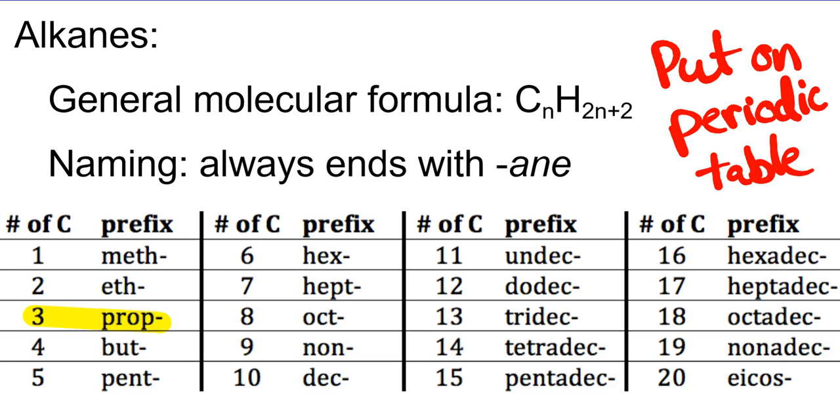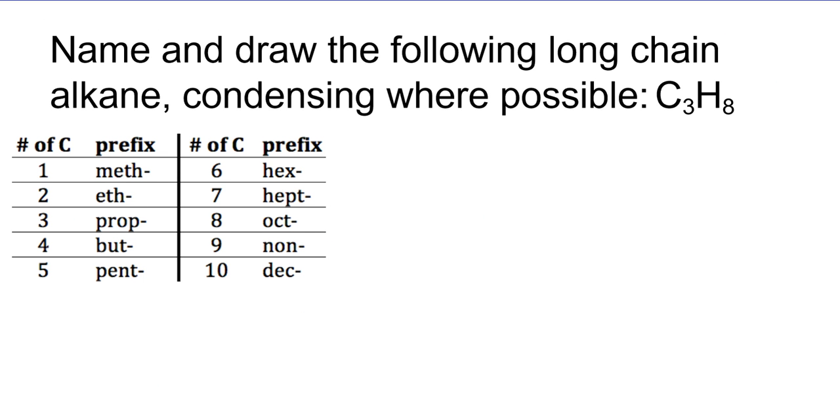So let's try some of these examples. Here's our first one. Let's try naming this molecule. So I've got C3H8. We don't care about the H8 for the naming purposes. I'm just going to take a look and say, well, I've got 3 carbons, and if I look over here, 3 is prop. So the name of this is prop, and it's an alkane, so -ane: propane.